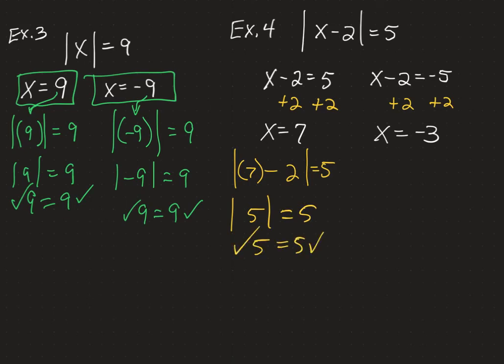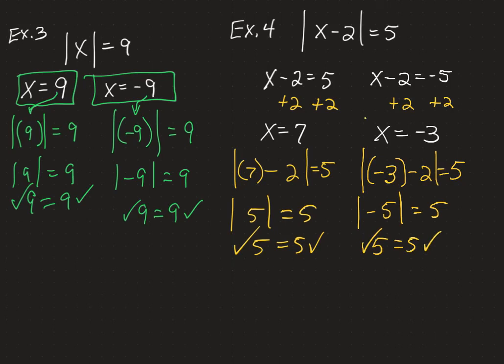That checks. All right, now I'm going to put in a negative 3 for my x. Once again, I'm using the parentheses here to make sure that I get my negative inside the parentheses. All right, and that gives me a negative 5 inside the absolute value symbols, and 5 equals 5. There we go. There's an answer, and there's the other answer.